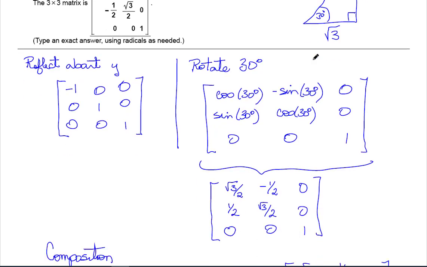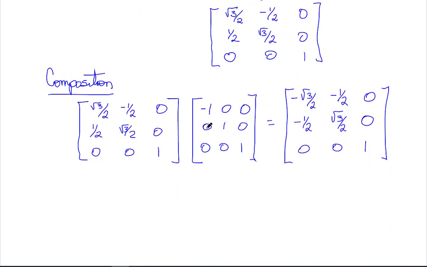All right, so we've got our rotation matrix, our reflection, the composition. We will do the reflection first, followed by the rotation. And so, again, perform the matrix multiplication to find the composition matrix for the two activities in the order that was asked for.